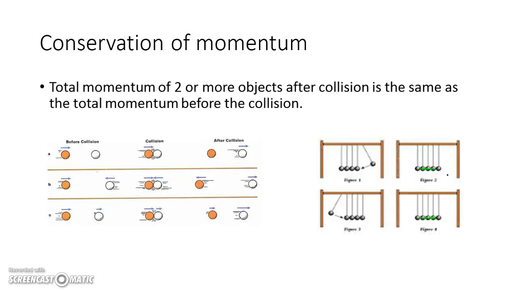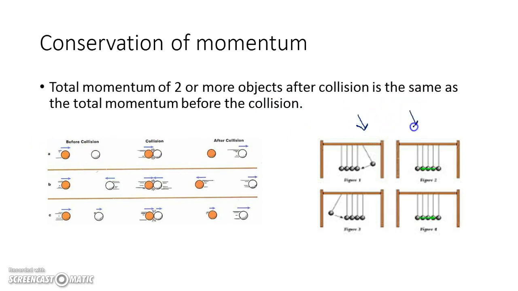All right, momentum can be conserved. Okay, conservation of momentum is when you take the total momentum of all the objects in a collision and you add them all together, and it should be exactly the same as the momentum before the collision. All right, so here are some examples. We'll look at these later. Let's come over here to the balls.